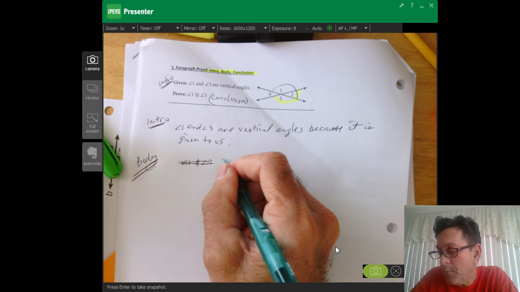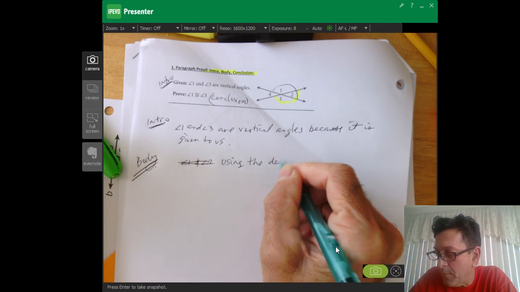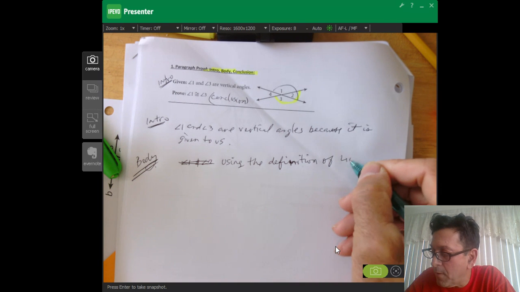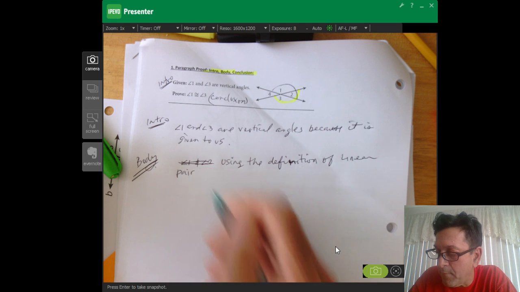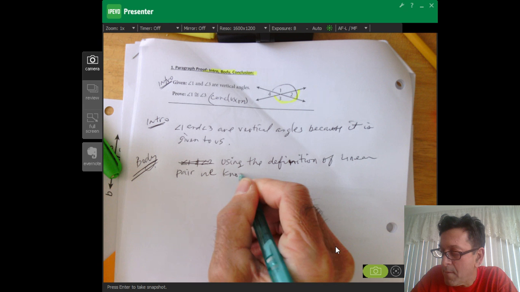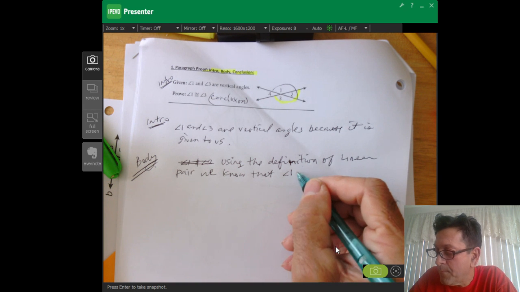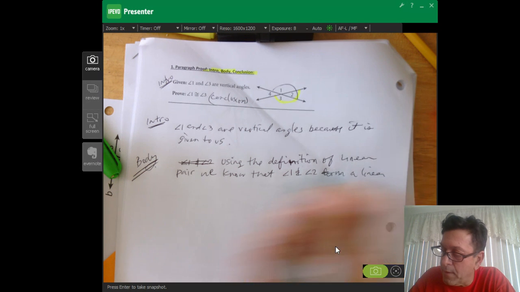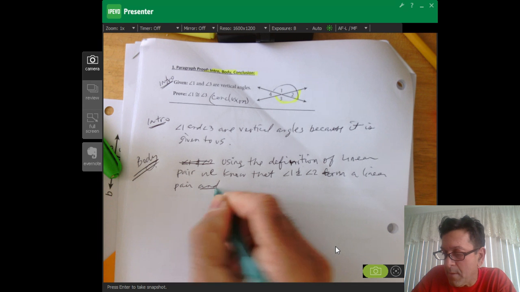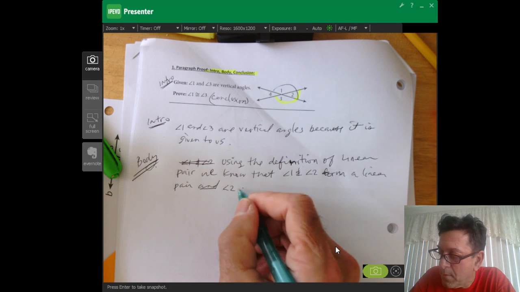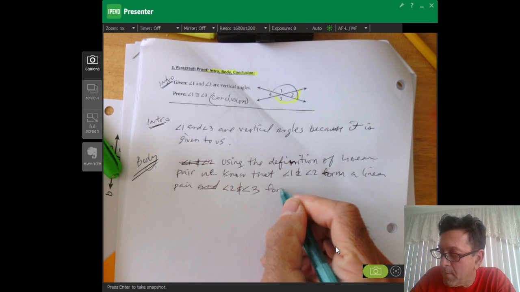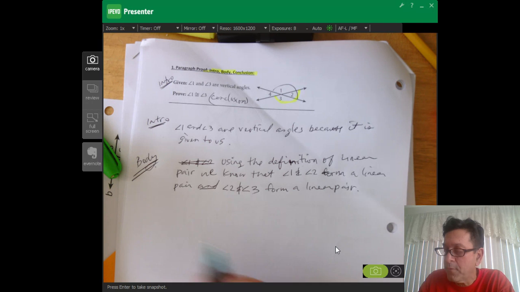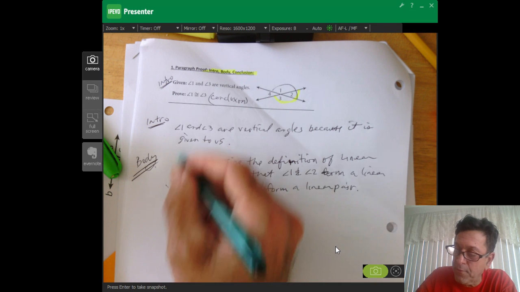Let's start off. Okay. Using the definition of a linear pair, we know that angle 1 and angle 2 form a linear pair, and angle 2 and angle 3 form a linear pair. Okay, so that was the second statement.